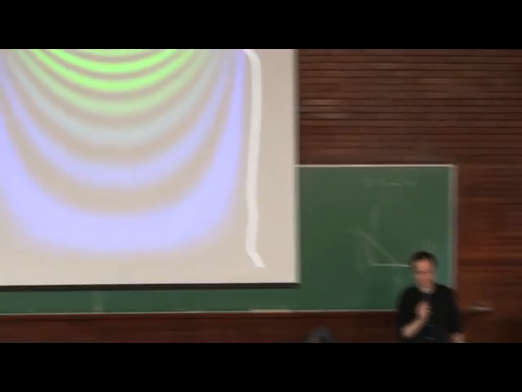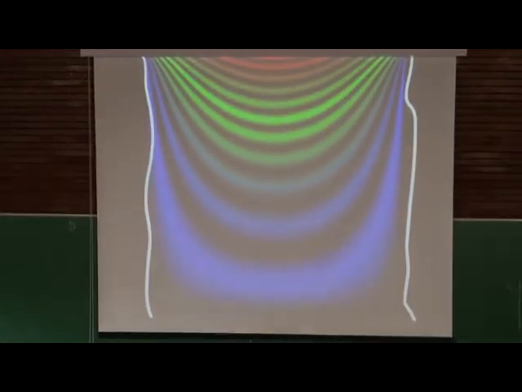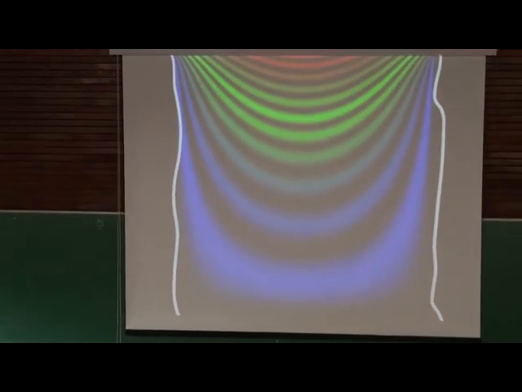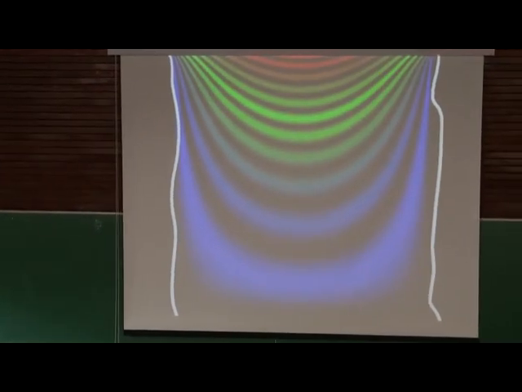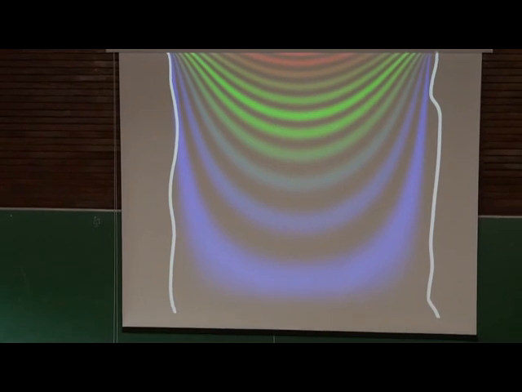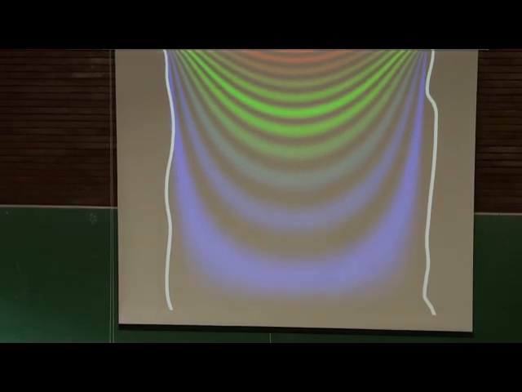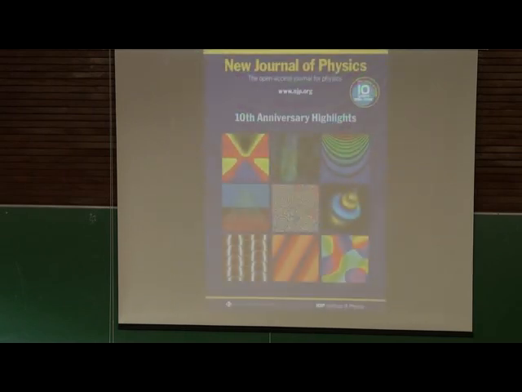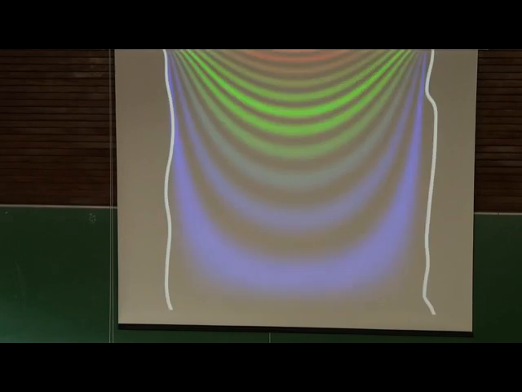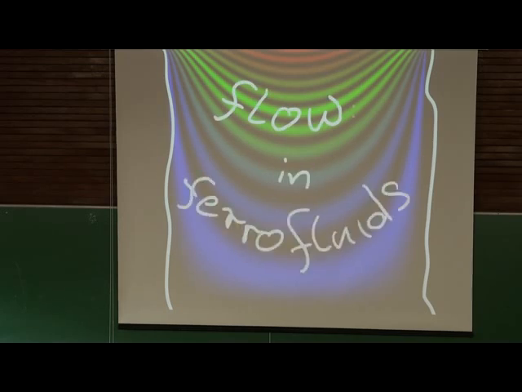Here you see a flow pattern. Red means high flow velocity, blue means low flow velocity. This is a flow pattern in a square cross-section of a channel. It has been on some cover recently, and I want to use it as a title for flow in ferrofluids.